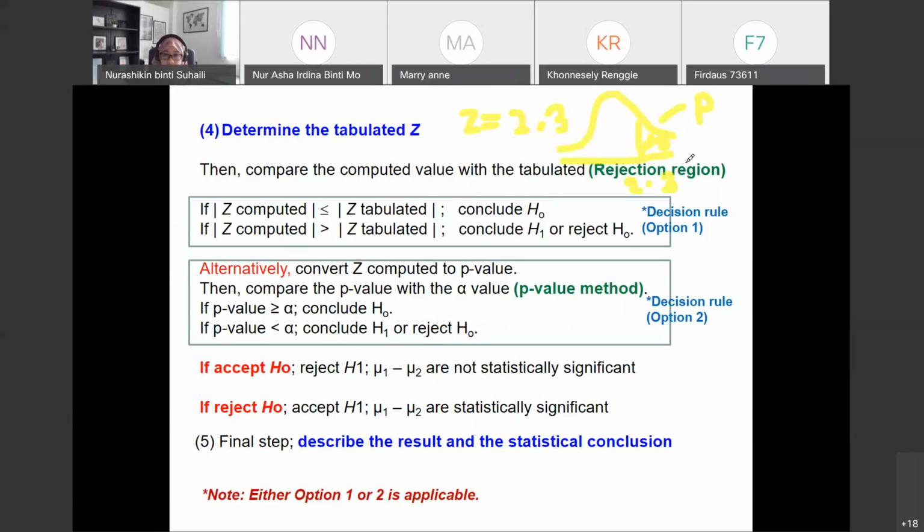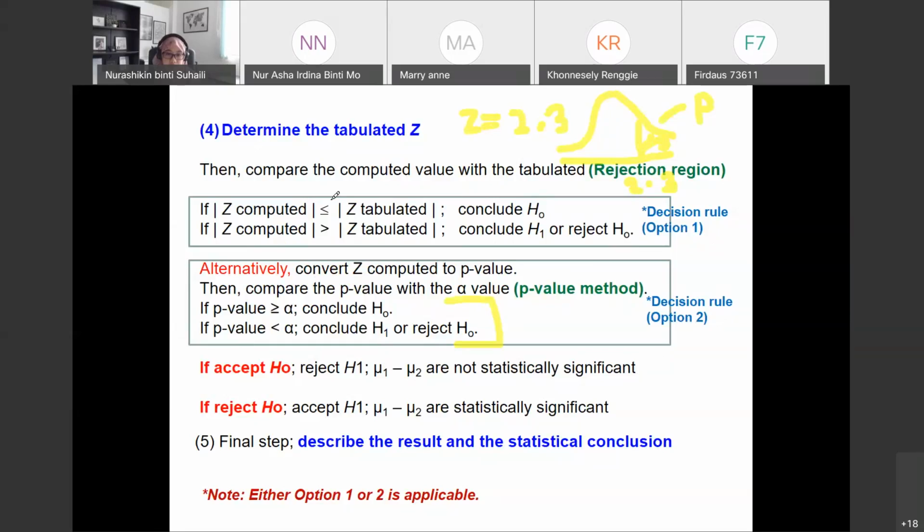So that p-value, the tail area, you have to compare with alpha. Alpha is the one that you set in the second step, 0.05 normally, or 0.01. You compare those two values and you make a decision whether you conclude H0 or H1. That's why I said it will direct you to the same point, whether you conclude H0 or H1. So you can choose either option 1 or option 2, whichever you feel is easier.